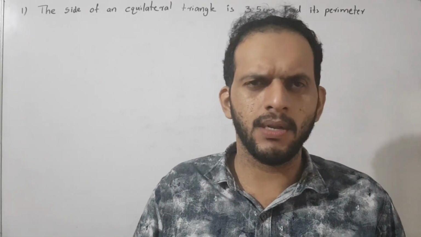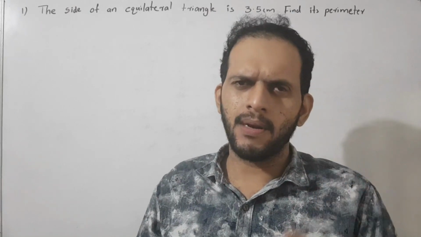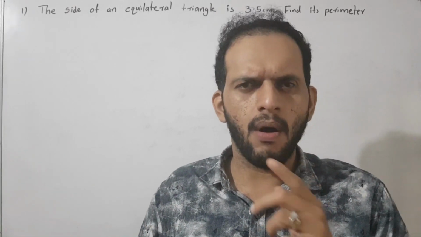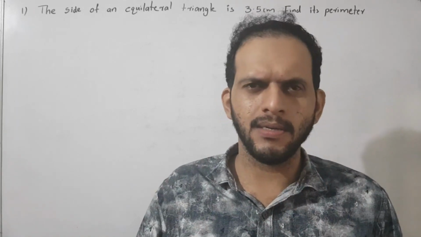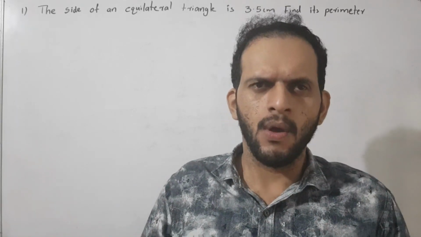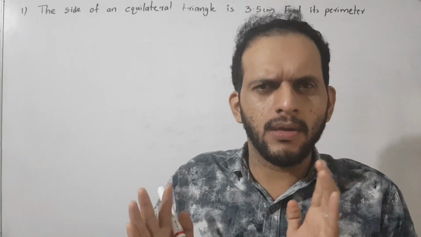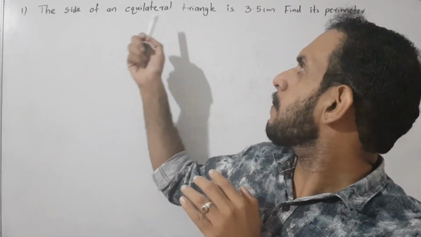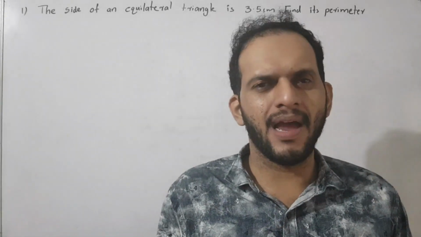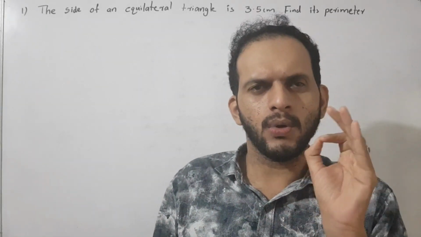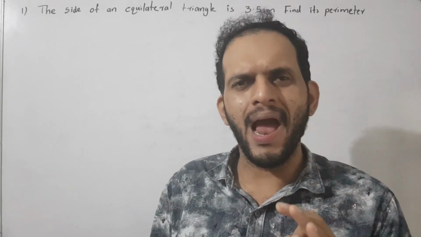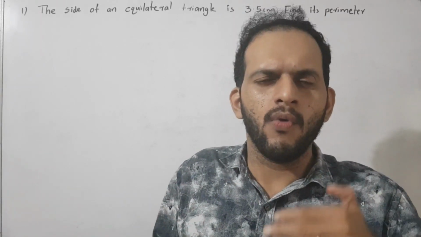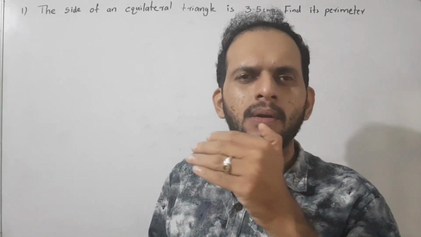Then what do we mean by perimeter? Yes, perimeter means the sum of the total sides. Correct. What is the number of sides? Number of sides is 3. All measurements are equal. One side measurement is 3.5. So to find the perimeter we need to add 3.5 how many times? 3 times. So we are adding one number many times.